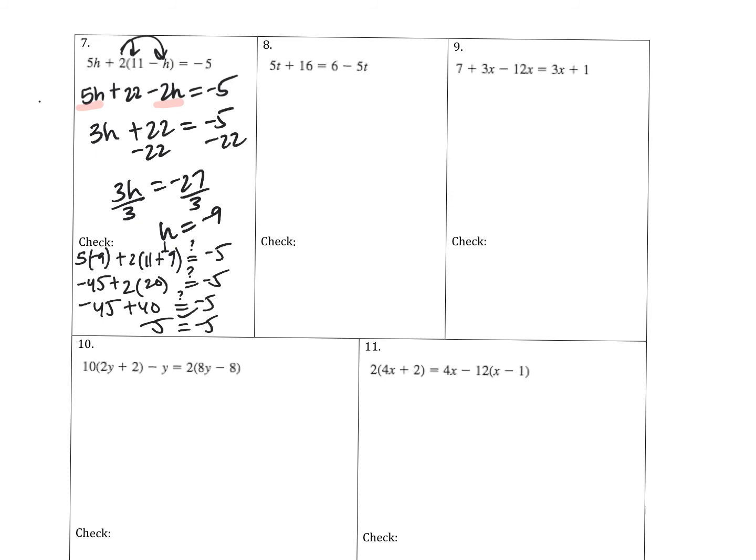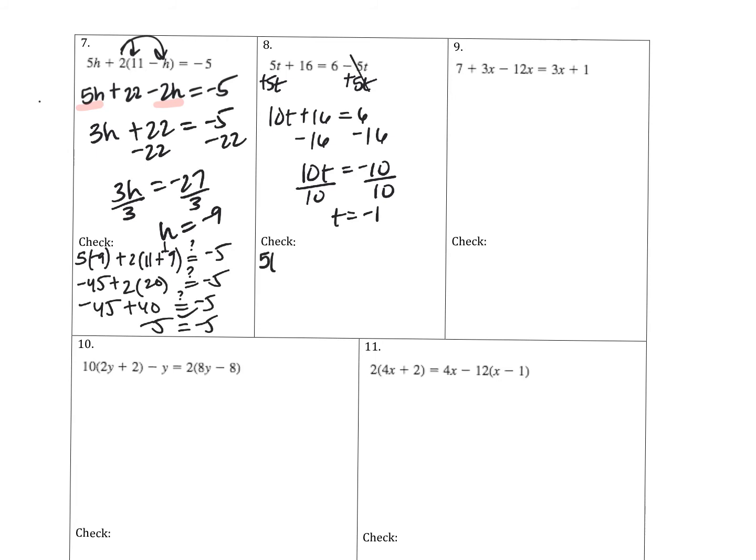I need all t's on one side, so I'm going to add this 5t over to get 10t plus 16 equals 6. I want t alone, so I'm going to subtract 16 from each side. I'll get 10t equals negative 10. Divide by 10 on each side, and t equals negative 1.